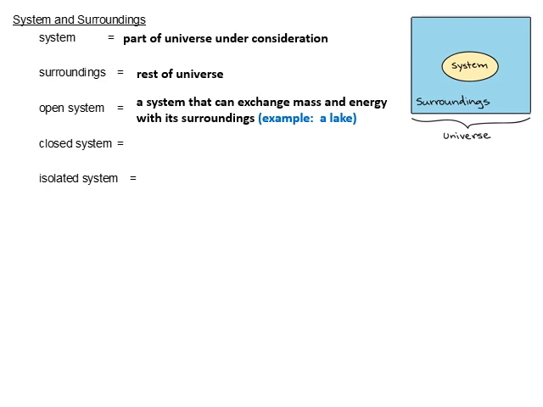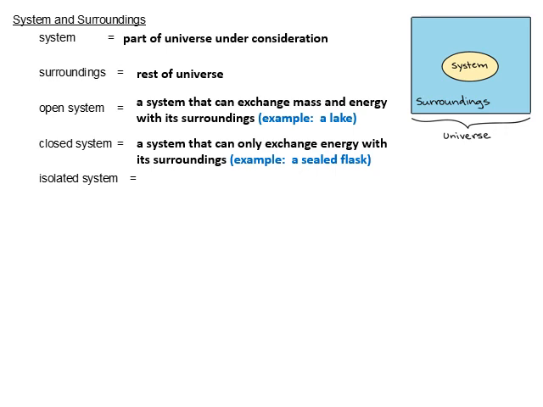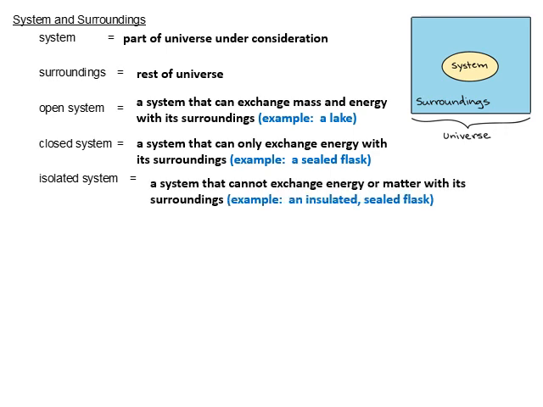These systems are more complicated to study and are often not considered in chemical reactions. Closed systems can only exchange energy with the surroundings. Isolated systems are systems that cannot exchange either energy or matter with their surroundings.